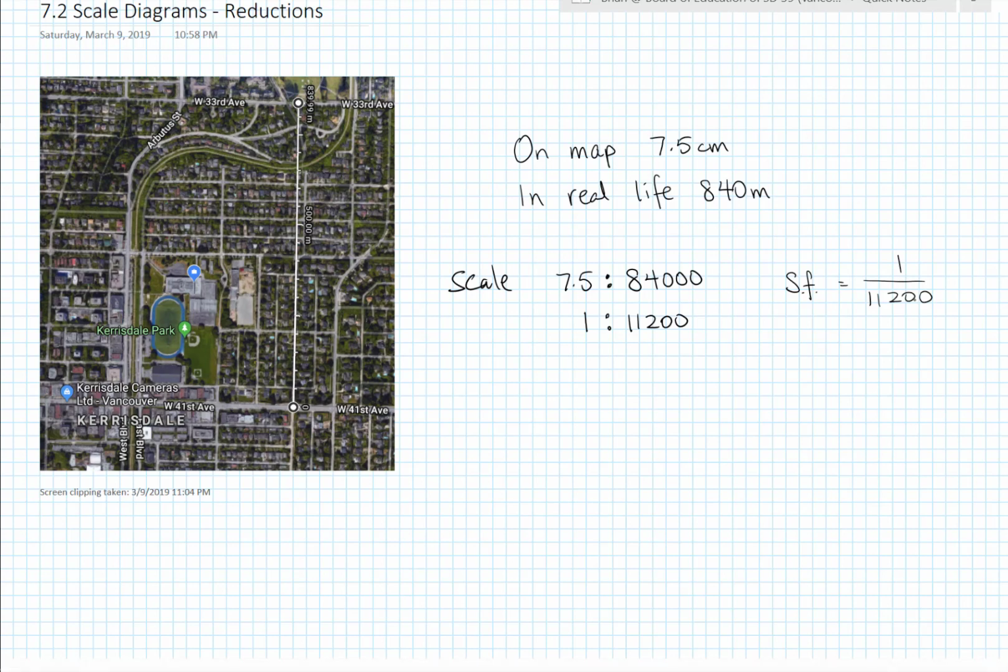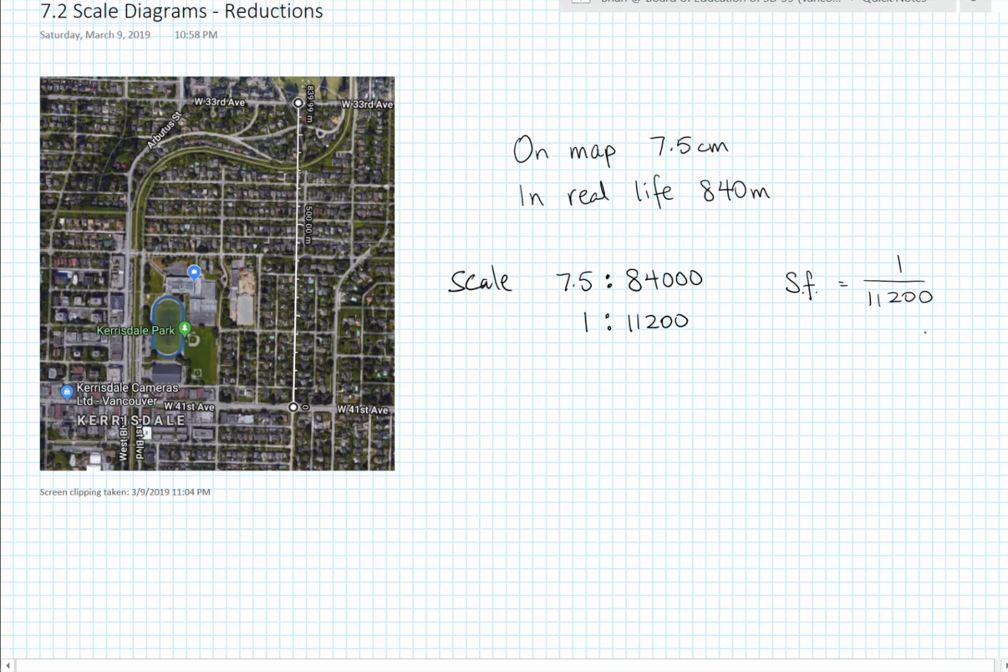But we're usually going to be going in the opposite direction. We're usually going to be looking at a map, measuring a particular distance, and then using that to find how far it is in real life. So in that case, there's a little bit of an equation that you can set up, but you end up dividing by that scale factor, and dividing by that scale factor is the same as multiplying by that denominator. So you would take a measurement on the map and you would end up multiplying it, in this case, by 11,200.